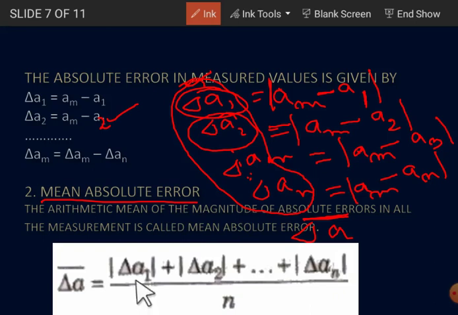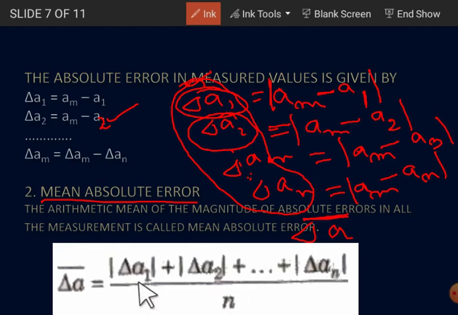And that mean absolute error is denoted here. See, you will see that absolute errors are denoted by modulus here. Modulus means you need to take only the magnitude of all those absolute errors, right? So your delta A bar, which represents the mean absolute error, will be equal to what? Delta A1, the absolute error in the first measurement, plus the absolute error in the second measurement, and so on up to the absolute error in the nth measurement.